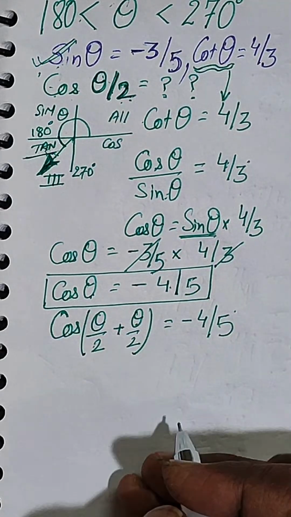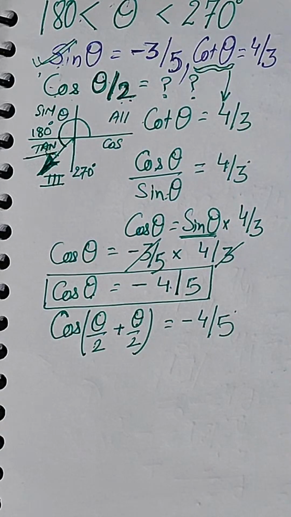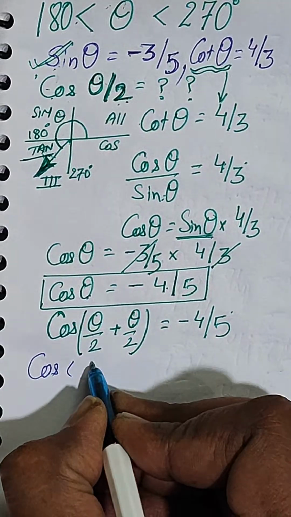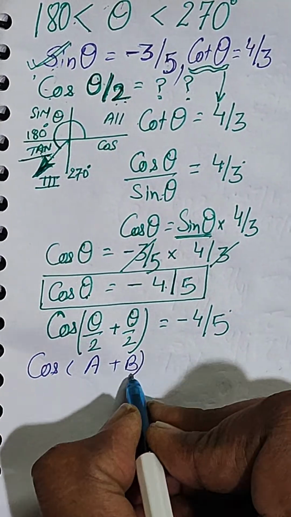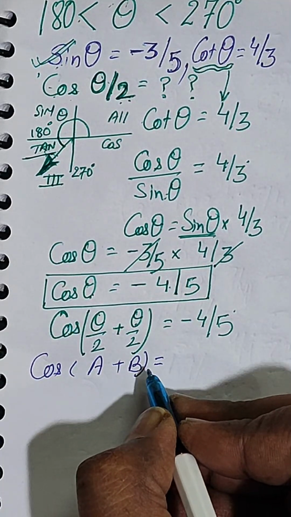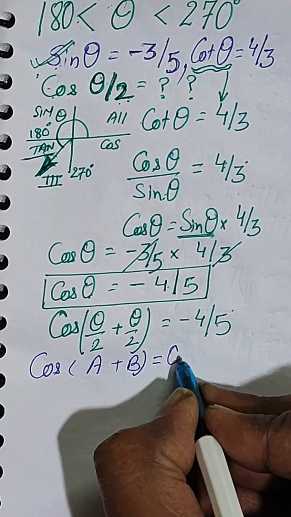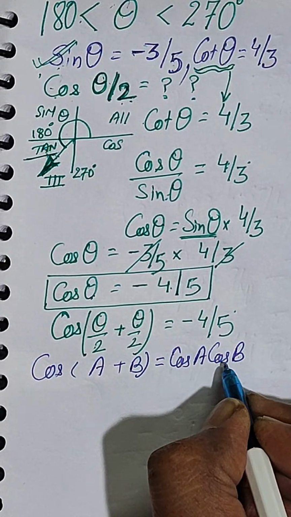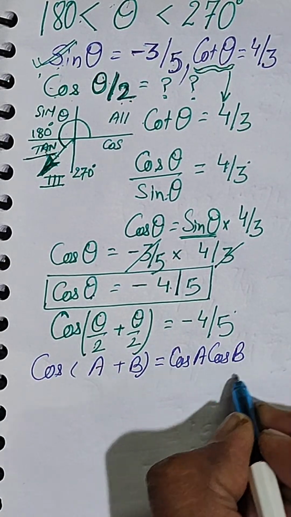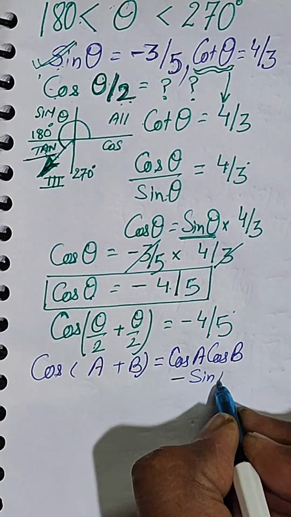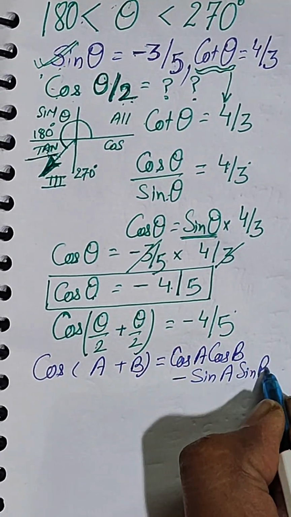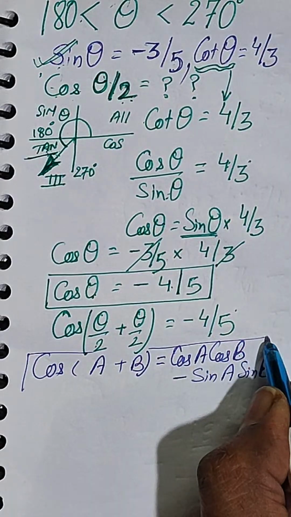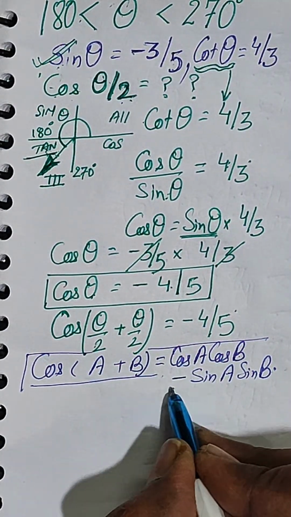Now in this case, just remember the formula: cos of a plus b. What was that? Cos a plus b will be cos a cos b, hope you remember, cos a cos b minus sin a sin b. So we will be using this formula over here.